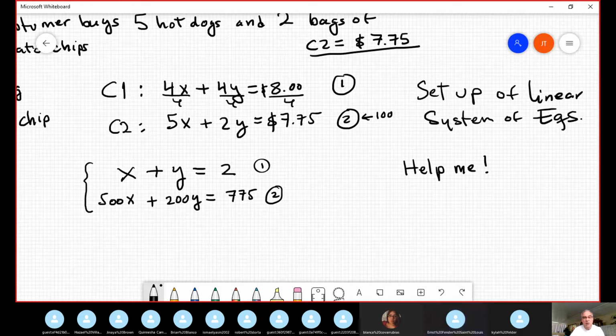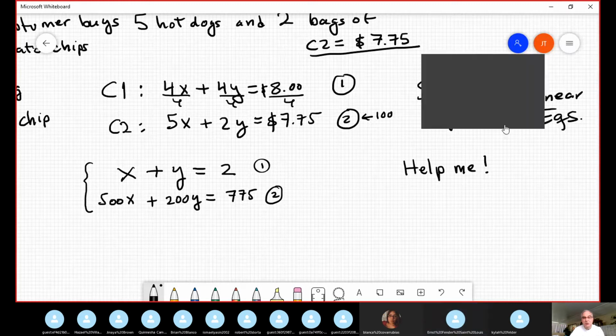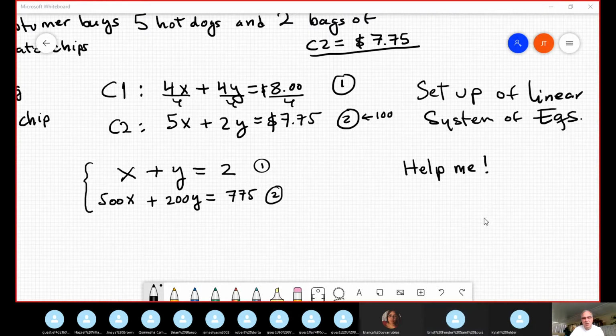Elimination. Entonces, elimination, you multiply by 500, no? Or negative 500, something, no? Okay, multiply the first one. No. You can, but I don't like. I try to find the easy way.